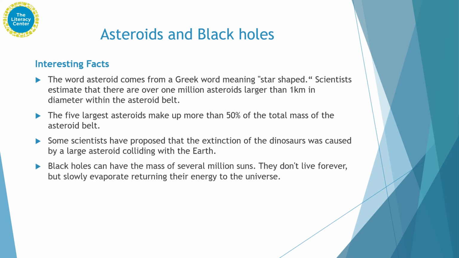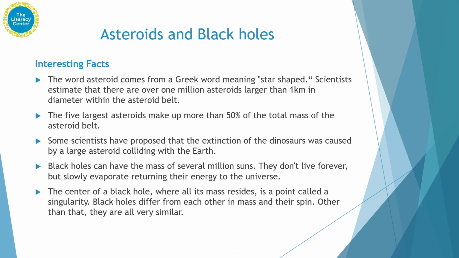Black holes can have the mass of several million suns. They don't live forever, but slowly evaporate, returning their energy to the universe. The center of a black hole, where all its mass resides, is a point called a singularity. Black holes differ from each other in mass and their spin. Other than that, they are all very similar.